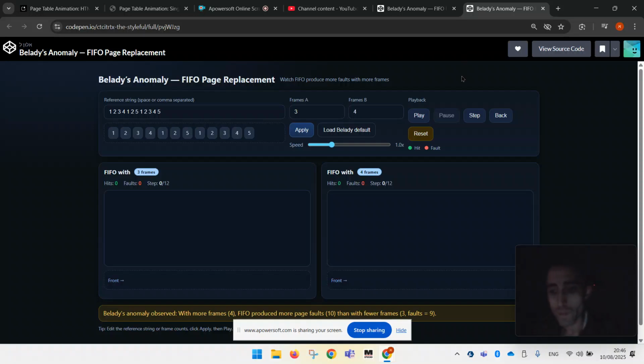Okay, so the idea is to try to understand what is called Belady's anomaly for the first in, first out page replacement method. I mean, just in the first in, first out method, usually it happens. Usually with the other methods, it doesn't happen. But the idea is a very interesting one.